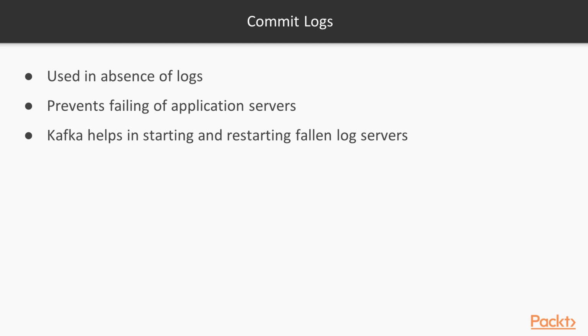Commit logs. If a system is without a log system, then we can use Kafka. Often a system does not have logs simply because in the past it was not possible to handle huge data volumes effectively. There are a lot of horror stories about application servers failing because they could not write their logs correctly, with the verbosity needed by the business. Kafka can also help to start and restart fallen log servers.